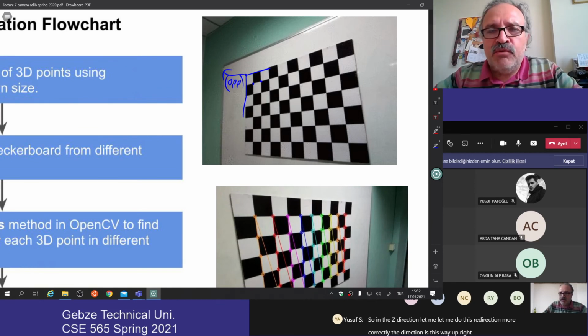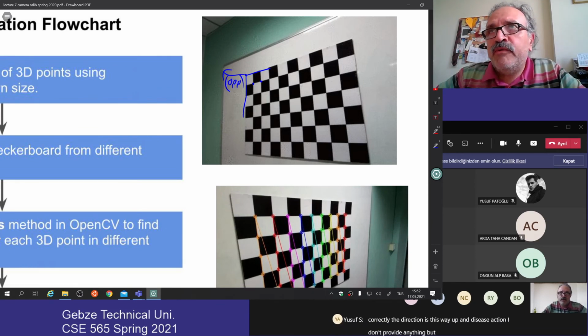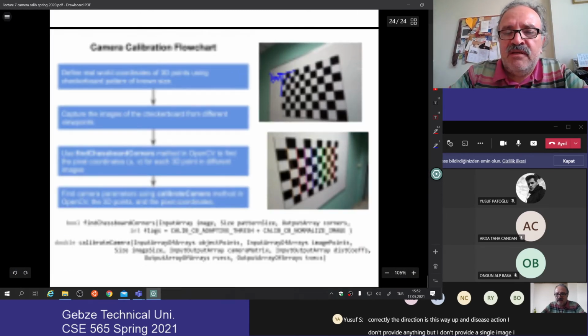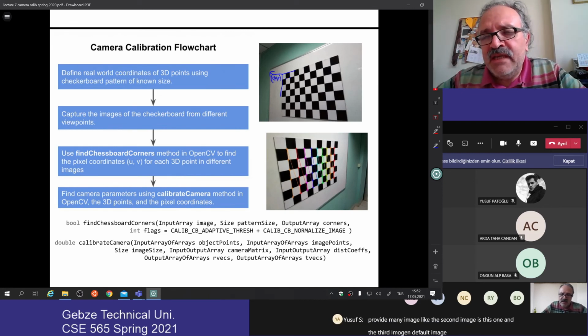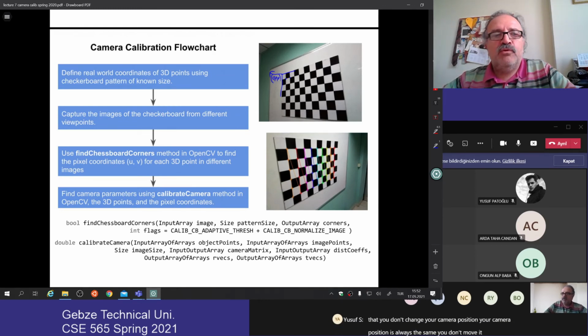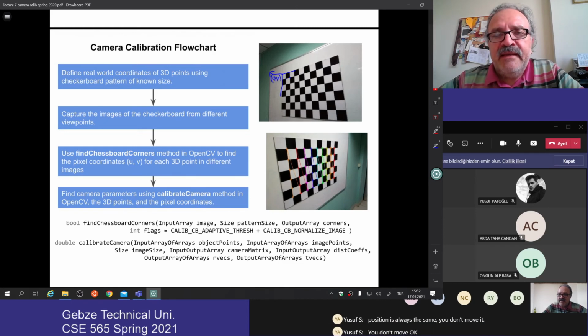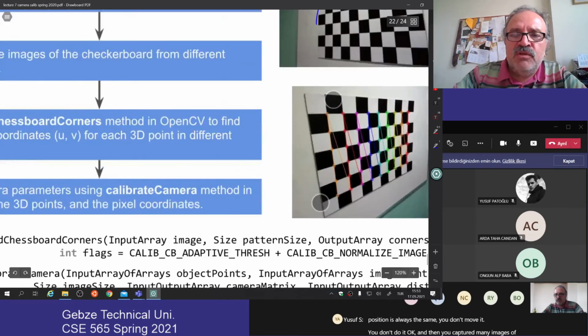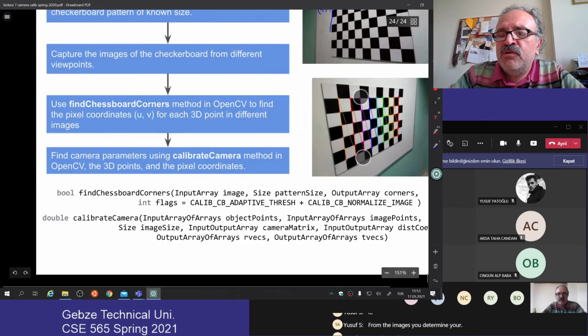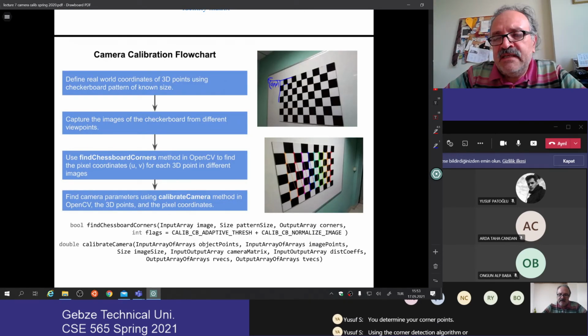In the z direction, I don't provide anything, but I don't provide a single image. I provide many images, like the second image is this one, and the third image, and the fourth image. The important thing is that you don't change your camera position. Your camera position is always the same. You don't move it. Then you capture many images of it. From the images, you determine your corner points using the corner detection algorithm, or there are very nice corner detection algorithms in OpenCV.